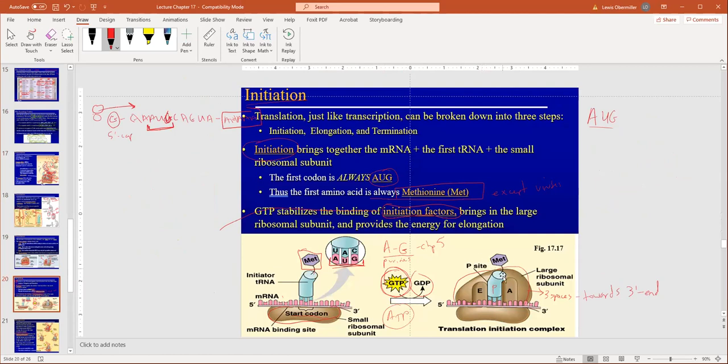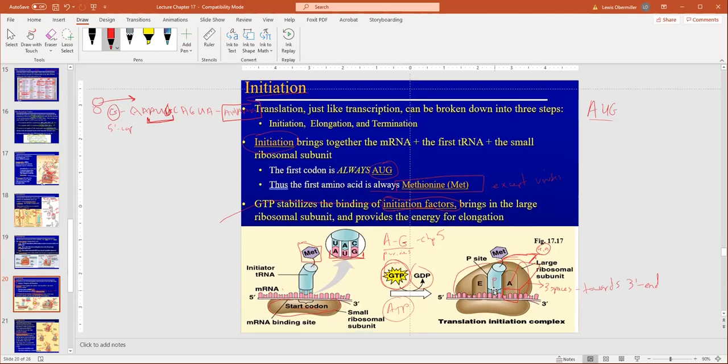Once that happens, then the large subunit is recruited, and then whatever the next tRNA is that matches this codon is going to come in here. So a little stick of dynamite with its amino acid on it. And it's going to come to the A site. This is going to get linked to this here. So it's going to cut and paste. It's a dehydration and a hydrolysis reaction.